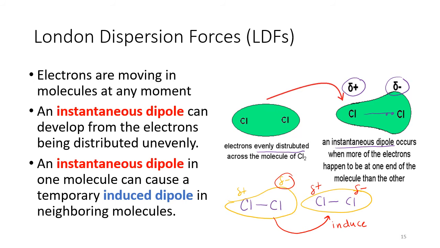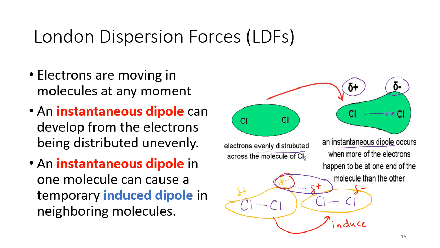This interaction between the partial negative end and the partial positive end of two molecules is going to be a dipole-dipole attraction, and this represents our London dispersion forces. It's a very short-lived attraction because the electrons are going to keep moving. The dipole will vanish as quickly as it forms. But when one dipole vanishes, in another moment, another one will form.